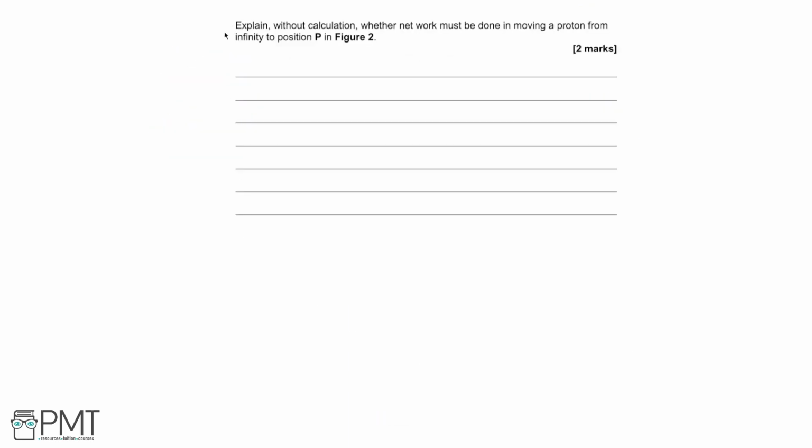The next part of the question says, explain, without calculation, whether net work must be done in moving a proton from infinity to position P, figure 2. So, just to draw a diagram that represents what's going on, we have that Q is putting out an electric field, and the 46 microcoulomb charge is putting out an electric field, and at position P here, the electric field strength is 0.